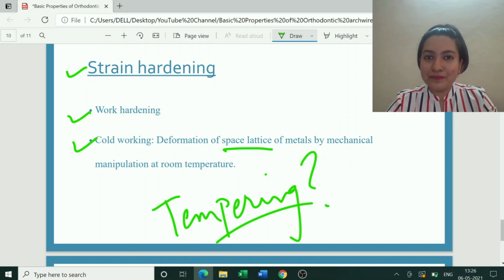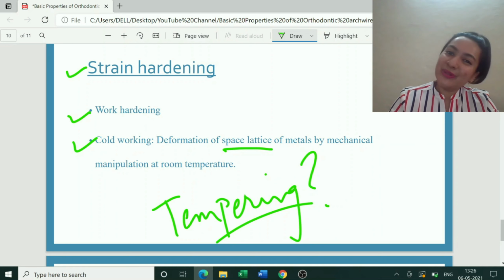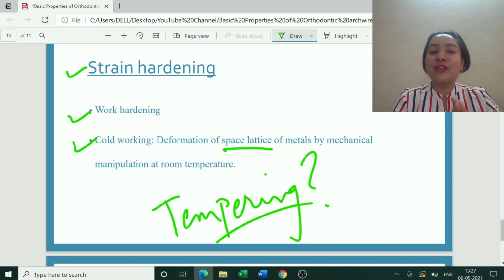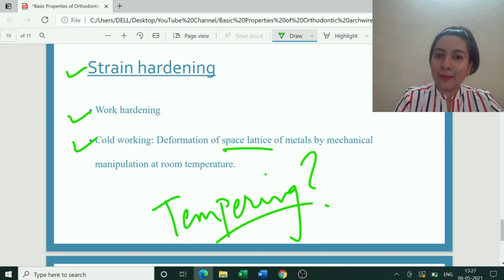did it click? If yes, you are thorough with the concepts, congratulations. If not, go back and revise the video. Okay, so strain hardening, work hardening, or cold working is the procedure of deforming the space lattice of metal. How? By mechanical manipulation, and we do it at room temperature.